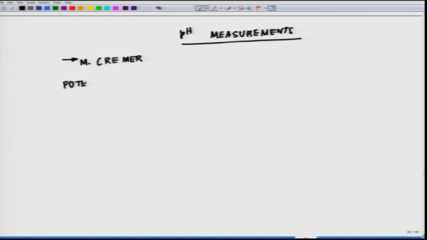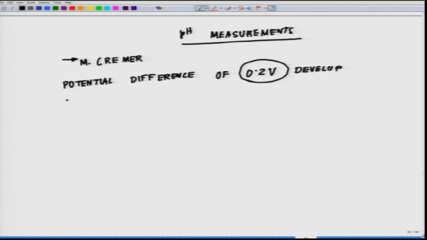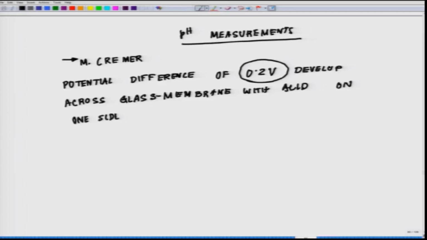This is the important part: a potential difference of 0.2 volt developed across a glass membrane with acid on one side and neutral solution on the other side.